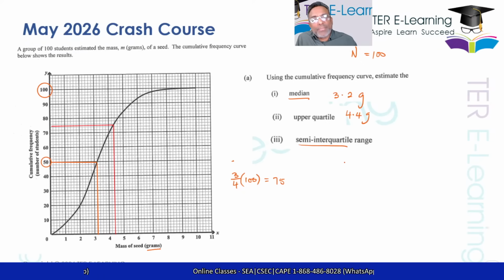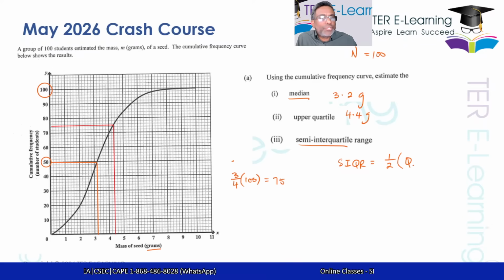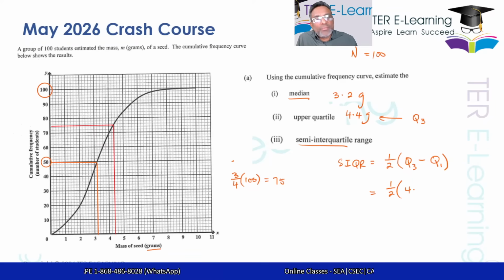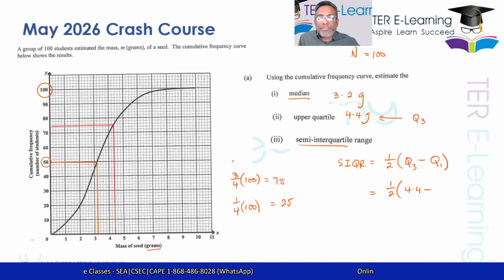Now, if you want to work out the semi-interquartile range, it is going to be a half of your upper quartile, which is Q3, minus your lower quartile. You already worked out your upper quartile, which represents Q3. So we still need to figure out Q1. This is going to be a half multiplied by 4.4 minus Q1. To get Q1, the lower quartile, you just have to read off at a quarter of 100, which is 25. So let's draw a line here at 25.